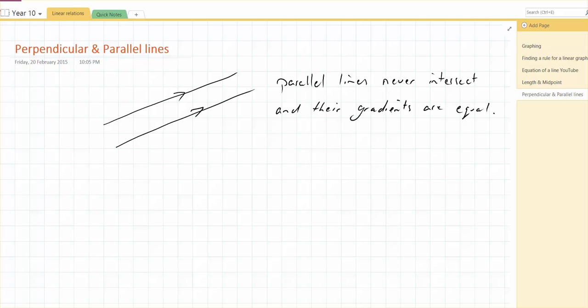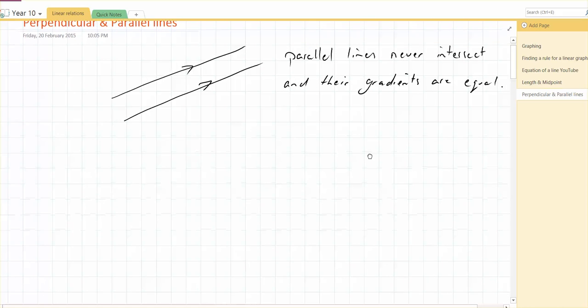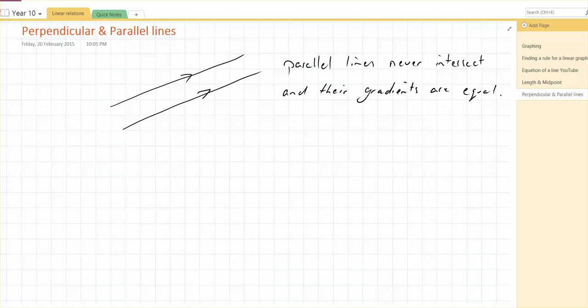Okay, now moving on to perpendicular lines. Well, it's not quite so straightforward with perpendicular lines. Hopefully we understand that perpendicular lines are intersecting lines, but they intersect at 90 degrees. So let's have a little experiment here where we're looking at say a line that's got a gradient of 1, which is that one there, going across one and up 1, across one up 1, so it's got a gradient of 1.